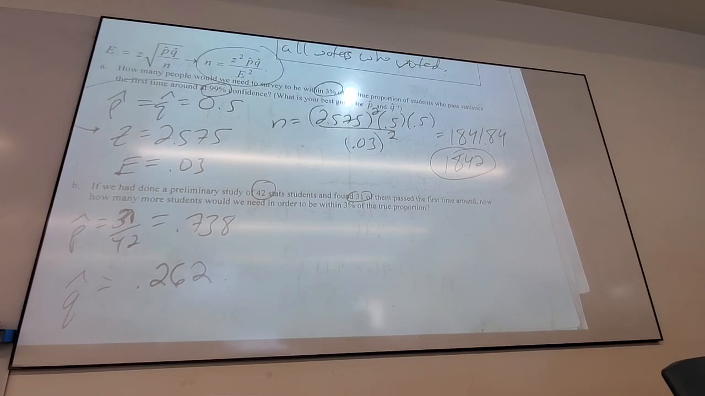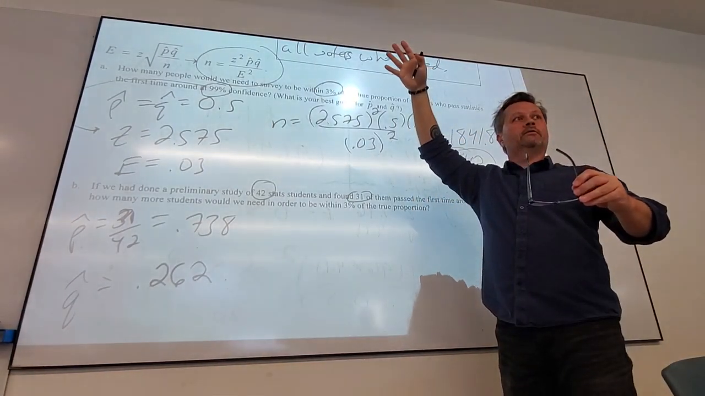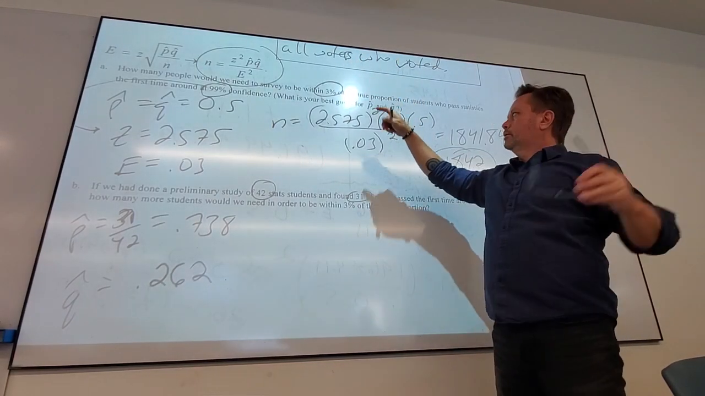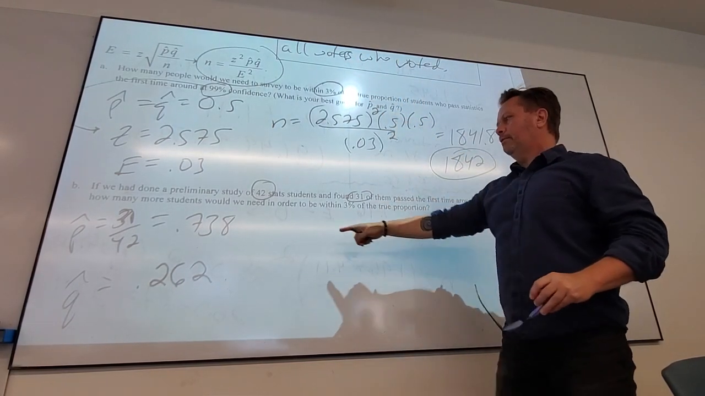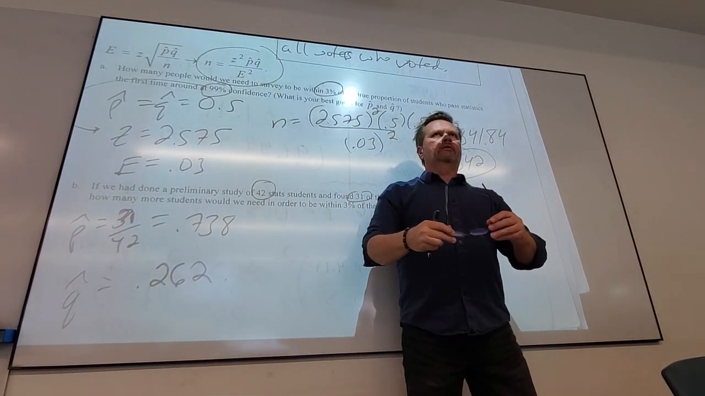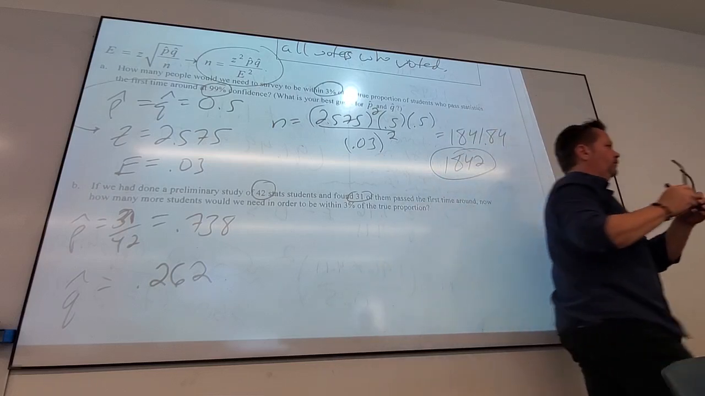Okay, 262. I like it. So we did a preliminary study. Up here we had to guess what P hat and Q hat were, yes? Because we had no idea. We had talked to nobody. So we had to guess 50-50. Now we have actual values for them. So now let's recalculate how big of a sample we need.